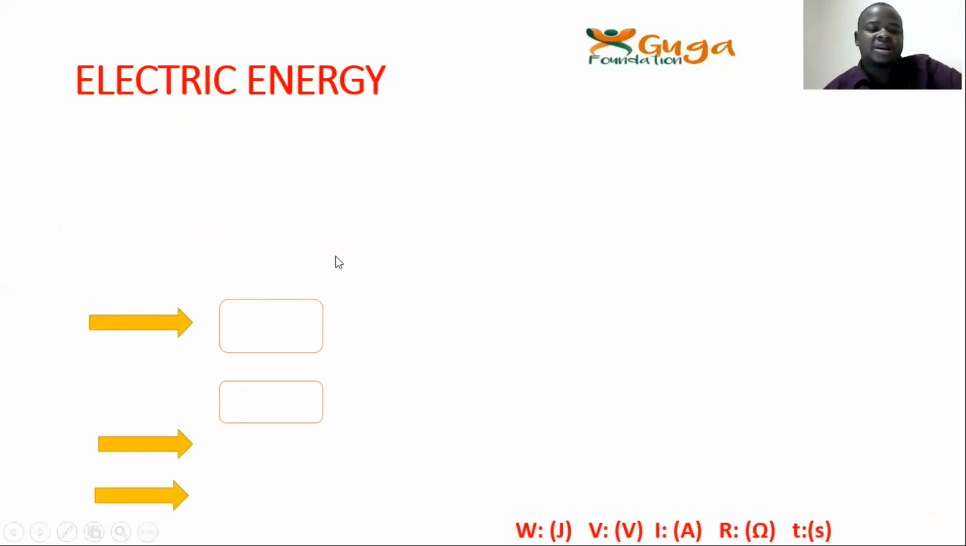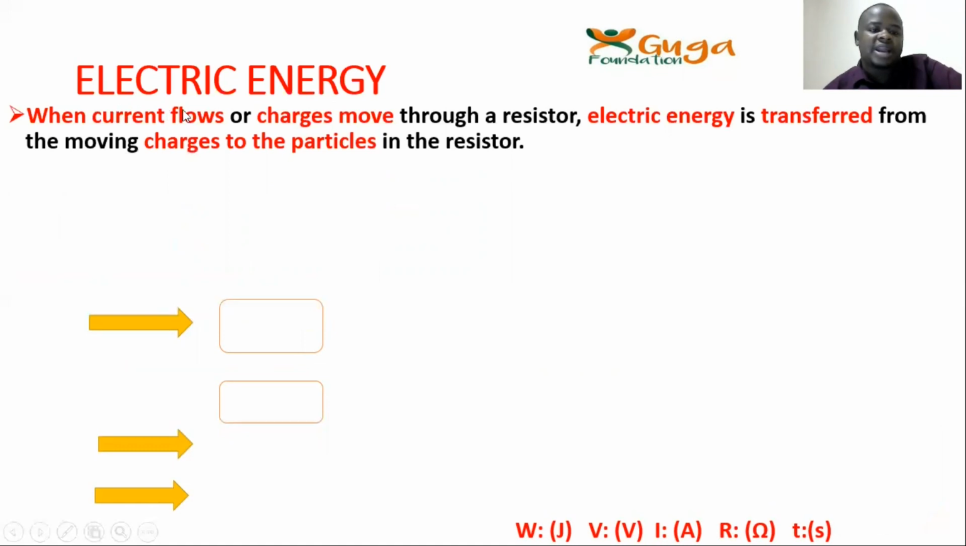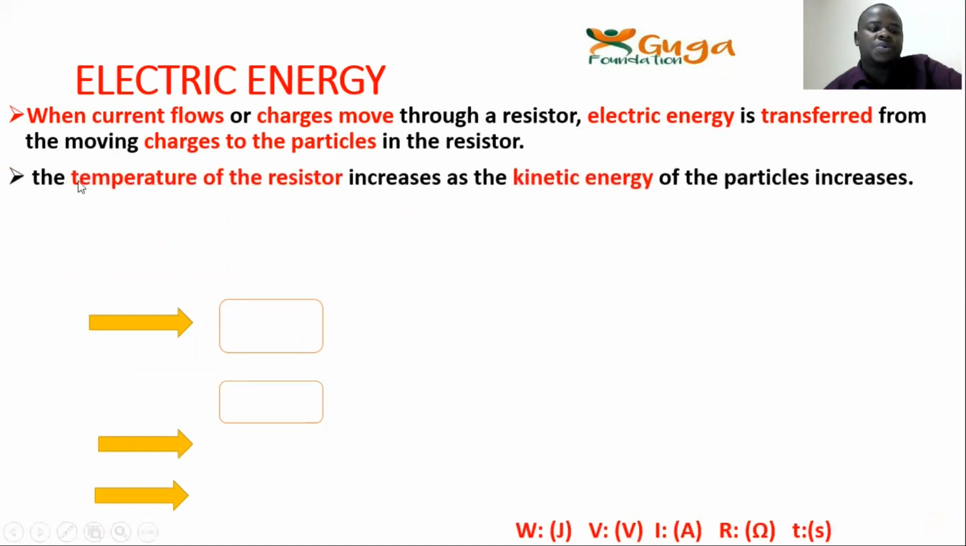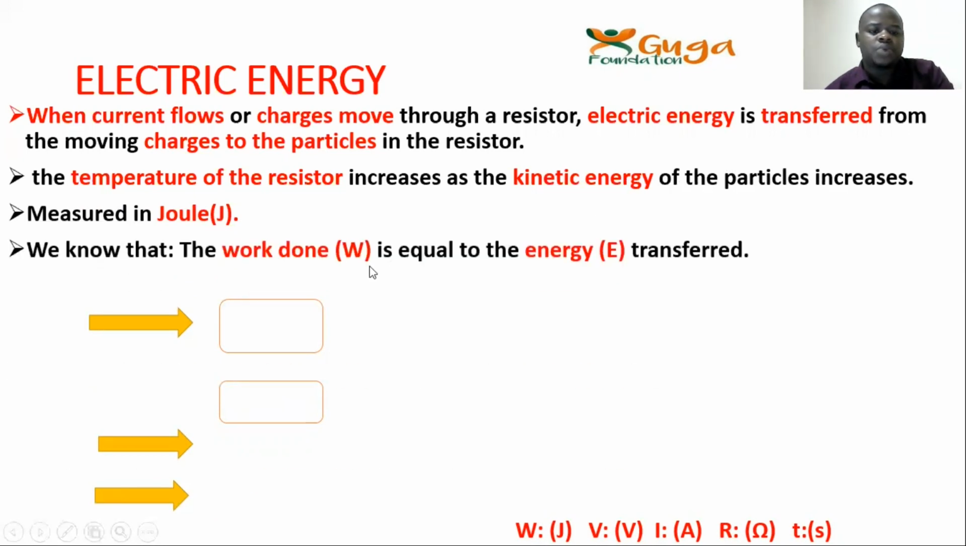So now electric energy. When current flows or charges move through a resistor, electric energy is transferred from the moving charges to the particles in the resistor. So the temperature of the resistor increases, the kinetic energy of the particles increases. This is true. And it's also measured in joules. We know that work done is equal to the energy transferred. That's true. Okay, now work done is equal to energy transferred.